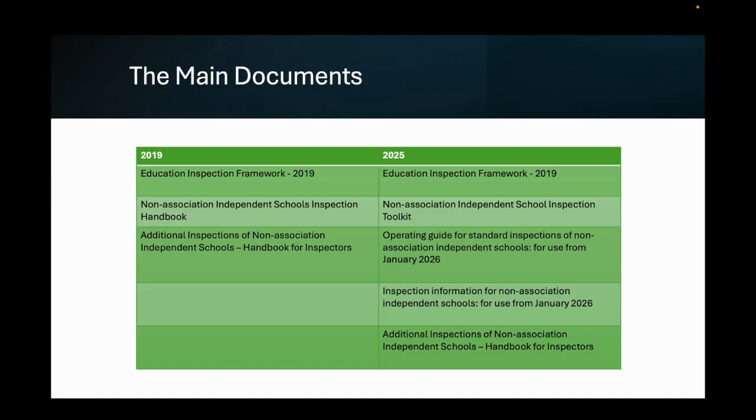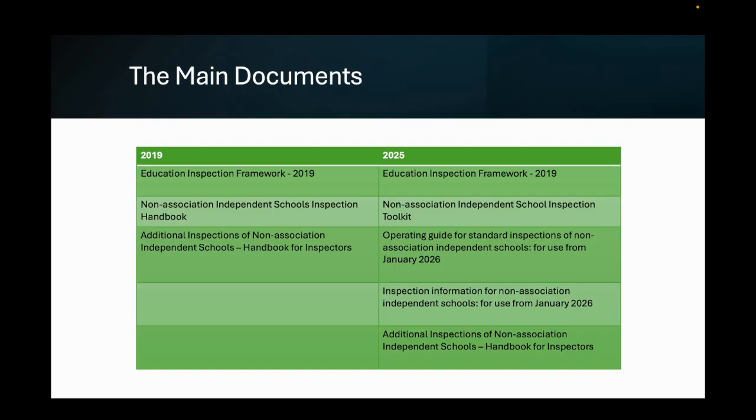From 2019, we had the Education Inspection Framework, which gave an overview of how schools, colleges, all the education providers are inspected. We still have that. We also had a handbook for the inspection of non-association independent schools, which gave us information about how inspectors go about evaluating the school. And this year, that has been replaced by 3 documents.